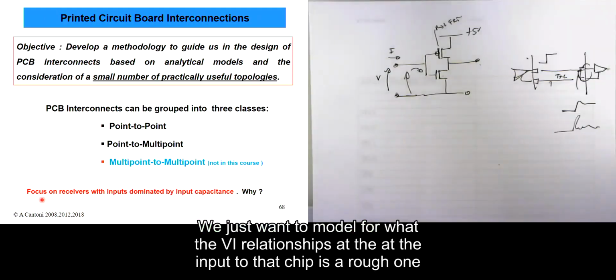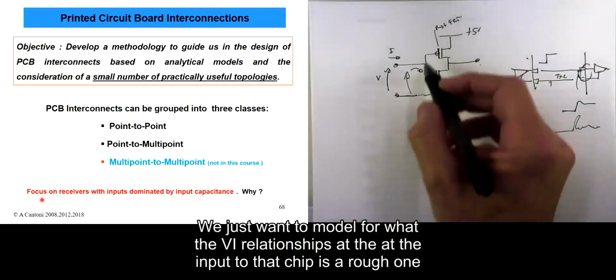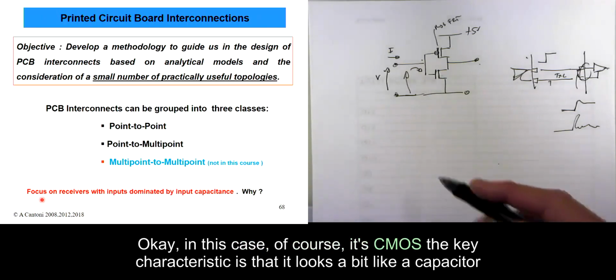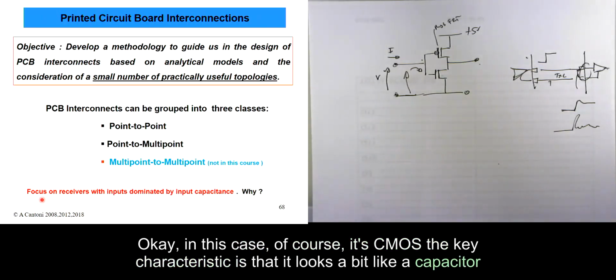We just want to model the VI relationships at the input to that chip. A rough model, it doesn't have to be perfect, just capturing the key characteristic. Okay. In this case, because it's CMOS, the key characteristic is that it looks a bit like a capacitor. Okay.